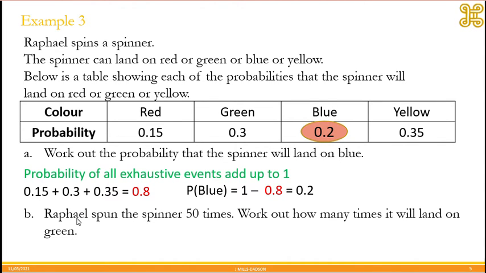Now, Raphael spun the spinner 50 times. Work out how many times it will land on green. Now, we know probability that it will land on green is 0.3. So we need to multiply 0.3 by the number of trials, which is 50 times. And that will give us 15. So we expect it to land on green 15 times.